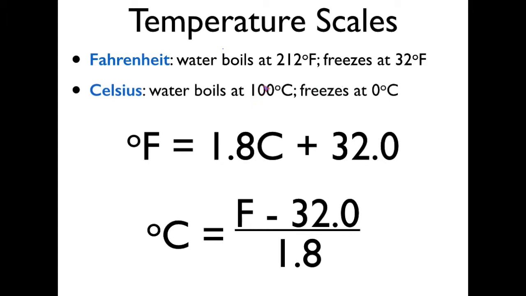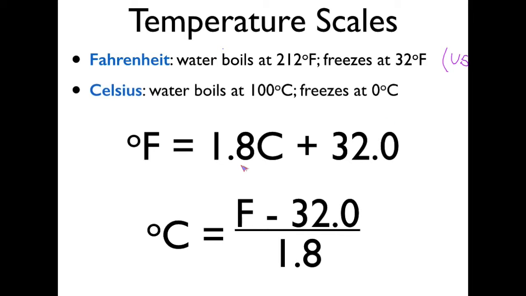In Fahrenheit, water boils at 212. This is what we use in the United States. And it freezes at 32 degrees. In the Celsius scale, water boils at 100 and freezes at 0. It's just a little easier. It's kind of like the metric system for temperature.